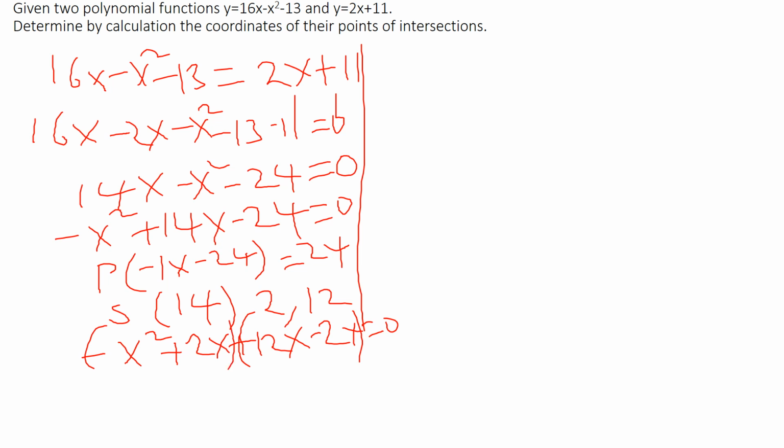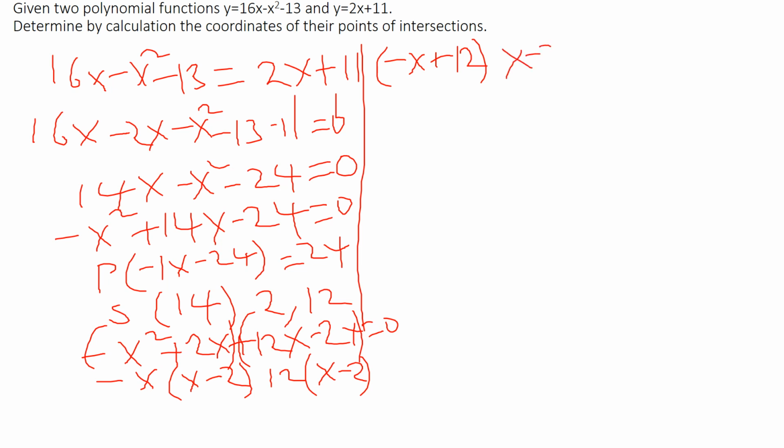So in this case now, if I factor out negative x outside, I will be left with x minus 2, and then if I factor out 12 outside, here I will be left with x minus 2. So I can take the one outside and the one inside the bracket. So I'll have negative x plus 12, and then I have x minus 2, and this one should be equal to 0. So from here now I can be able to solve for the values of x.